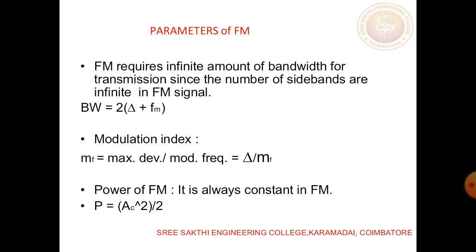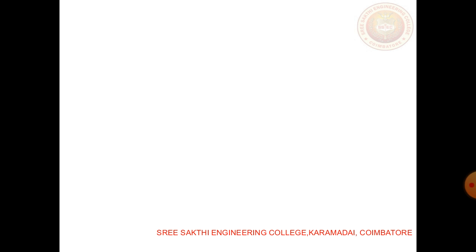Bandwidth is equal to 2 into (delta f plus f_m), where the modulation index is given by the ratio of maximum deviation divided by the modulating frequency. Maximum deviation is delta f, and the modulating frequency is f_m. When speaking about the power of the frequency modulated signal, it is always constant, which is given by Ac squared divided by 2. So with this, your frequency modulation and phase modulation part is over. Thank you.